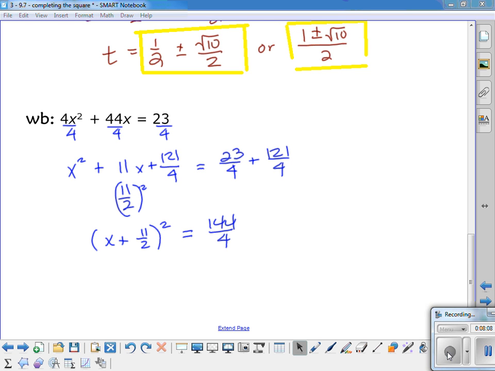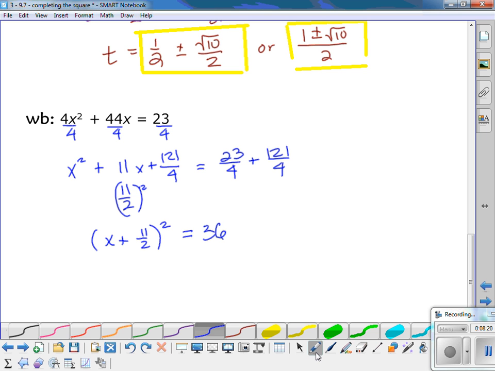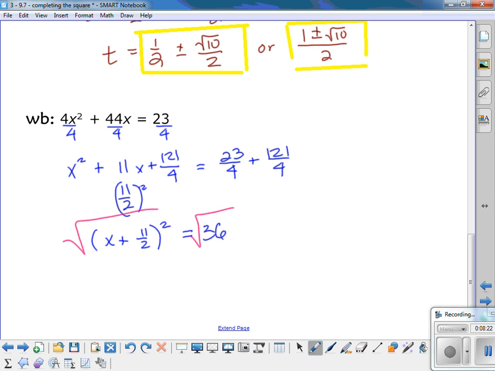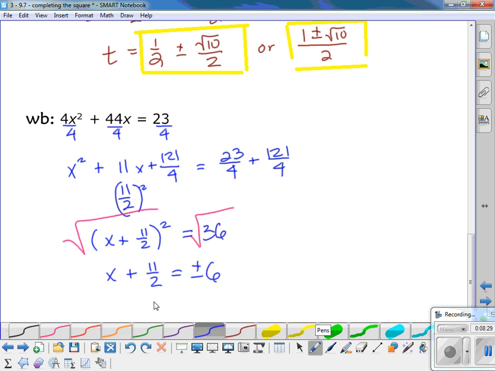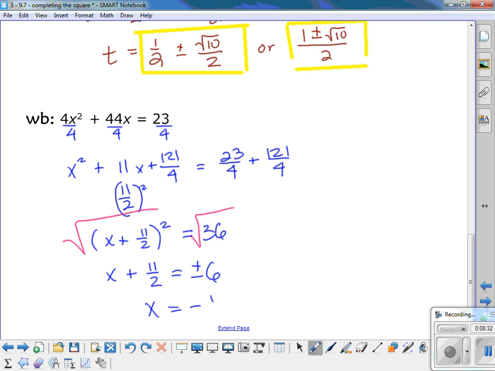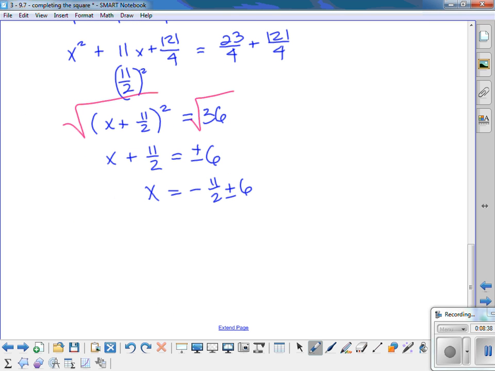Does 4 go into 144, you guys? It does. It goes into it 36 times, so we can go ahead and make that 36. And then you're going to take the square root. Okay, so we get to where x equals negative 11 over 2 plus or minus 6. But those are all numbers, right? So we can actually keep going further.